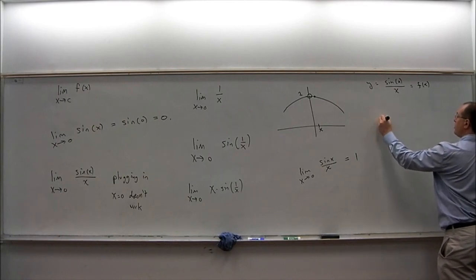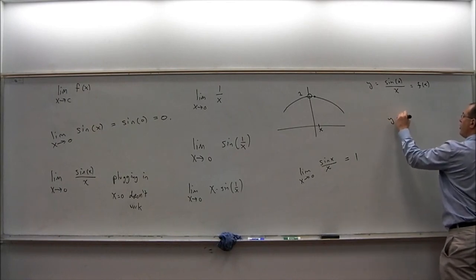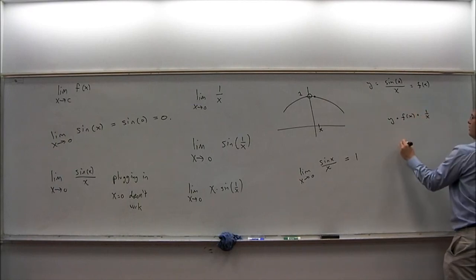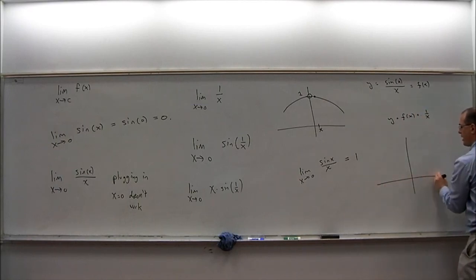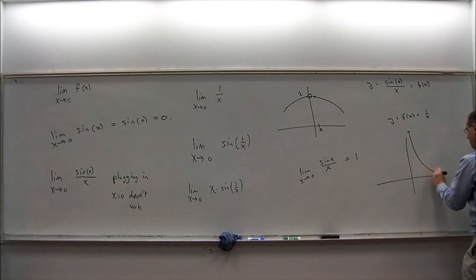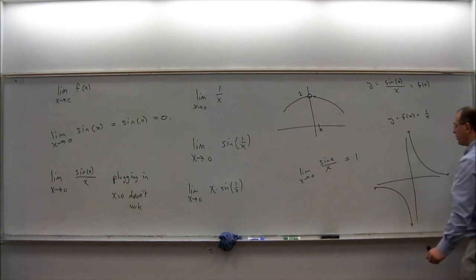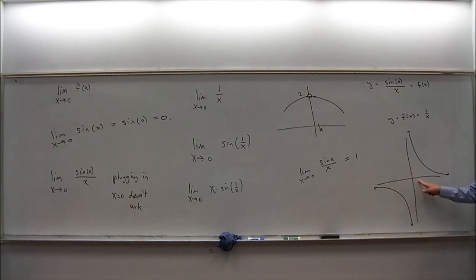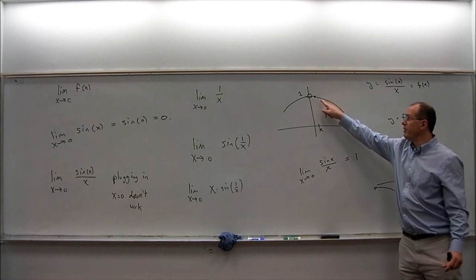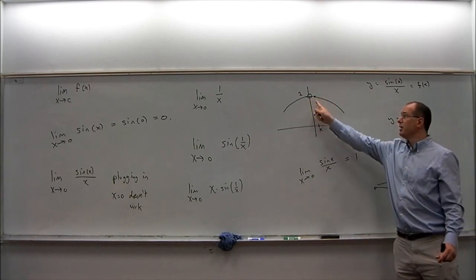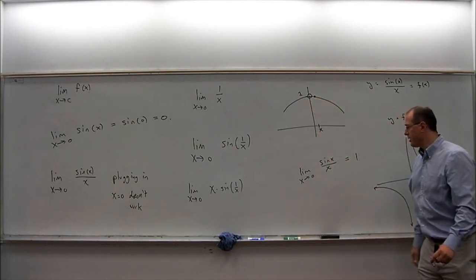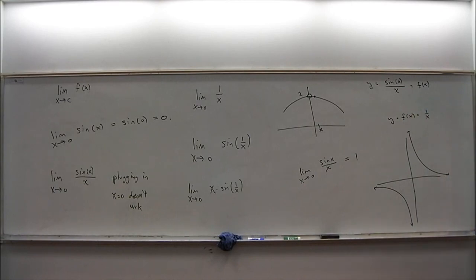f of x equals 1 over x. The graph of that is a hyperbola. It looks like this. So you can see that the behavior for x near 0 in this example of 1 over x is very different from the behavior for x near 0 in the example of sine of x divided by x.